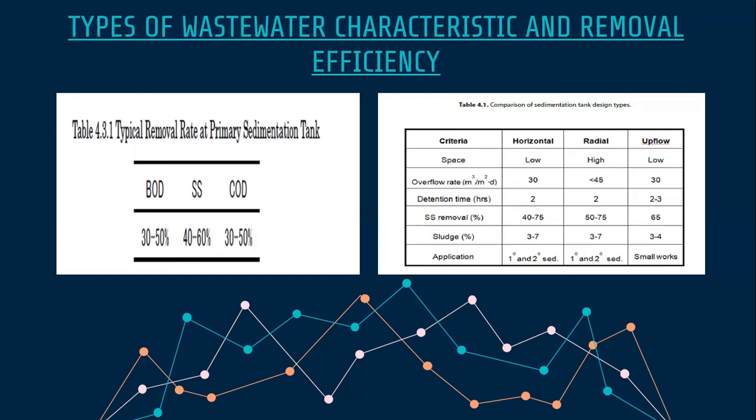If we look at SS removal, the horizontal type of sedimentation basin can remove 40 to 50% SS, the radial can remove 50 to 75%, and the upflow type can remove about 65%. And from the space criterion, the horizontal and upflow types can be applied in low space, but the radial type can only be applied in high space. We can see other information in this table. Okay, thank you. Next.